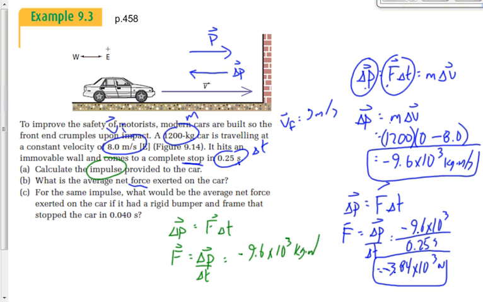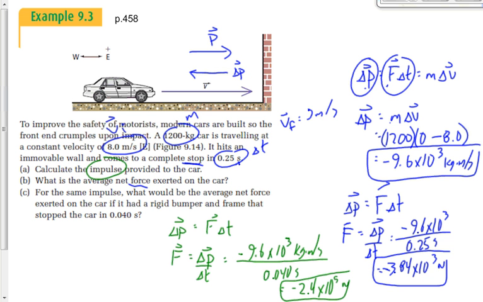But the time here is 0.040 seconds. We do that math, and I think we end up with negative 2.4 times 10 to the 5 newtons. What do you notice about those two forces? They're different. Which one's bigger? Which force is bigger? Second one. Which time is bigger?